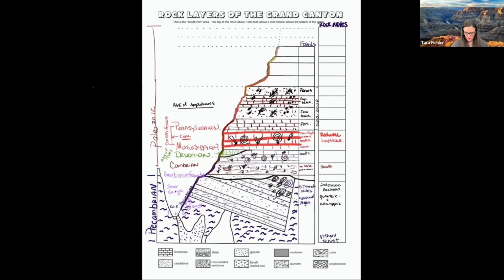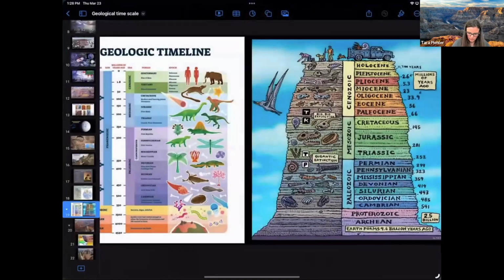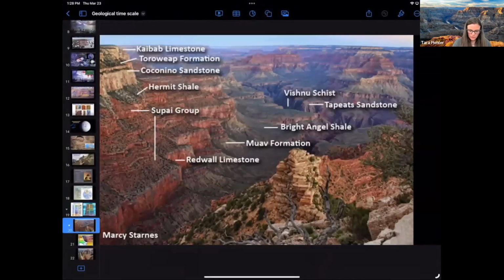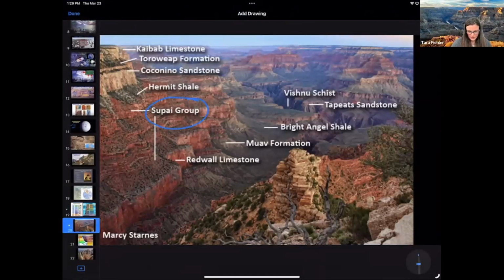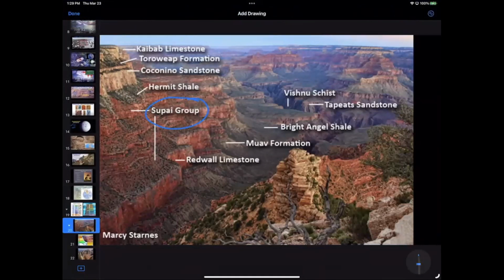I want to show you, and I'll give you a chance to draw your stuff. I want to show you the Supai group. Do you see that in the picture here, the Supai group? Yep. Okay, so that's the layer that we're drawing right now. It's huge, right? Yes. Very.